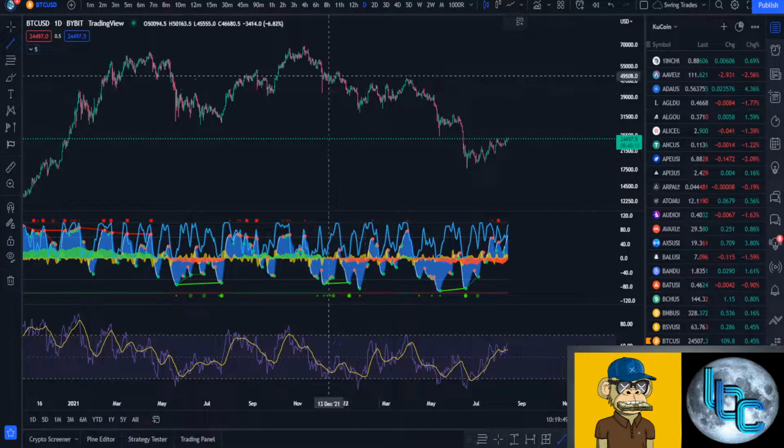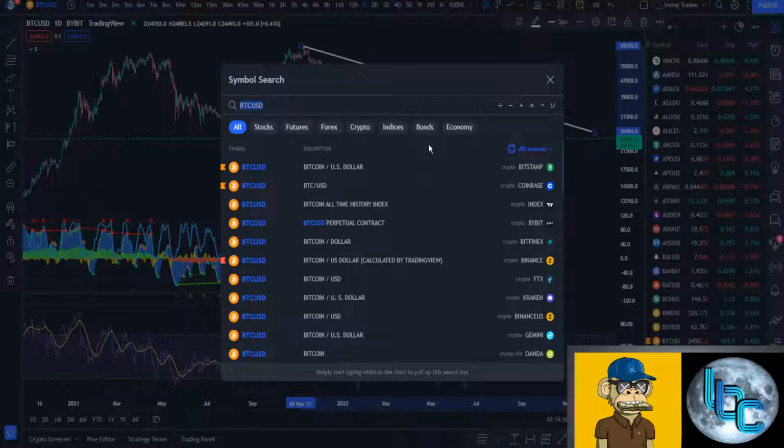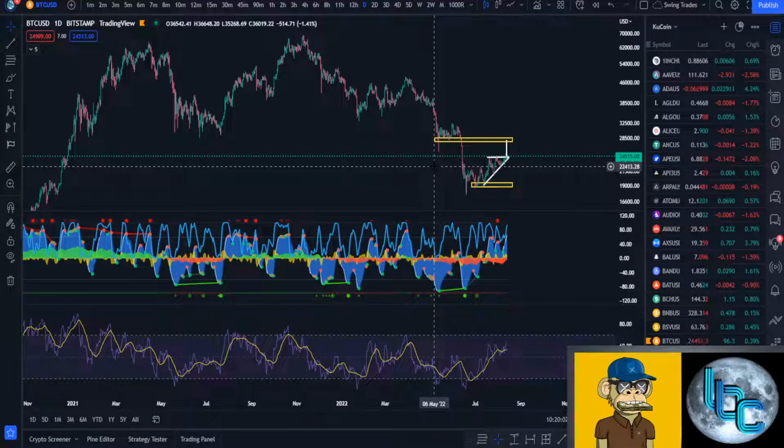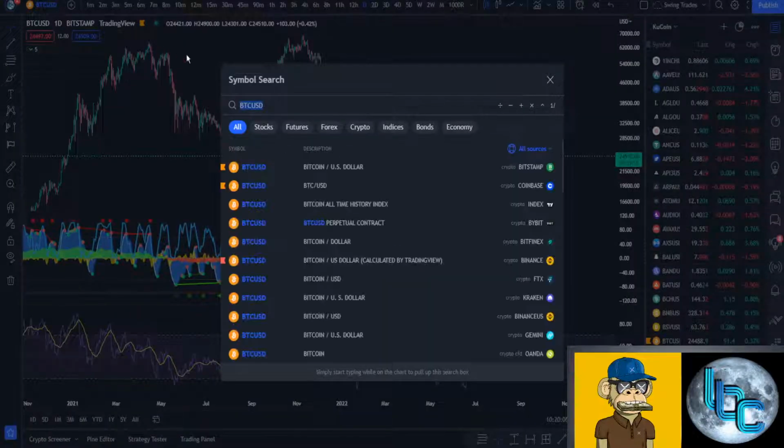Downtrend resistance on the daily. Yeah, I've actually got a chart. Hold on. I've got this on a chart. Is it on the Bitstamp? Nope, not on Bitstamp. Ignore that. That's not a real thing. Ignore it.